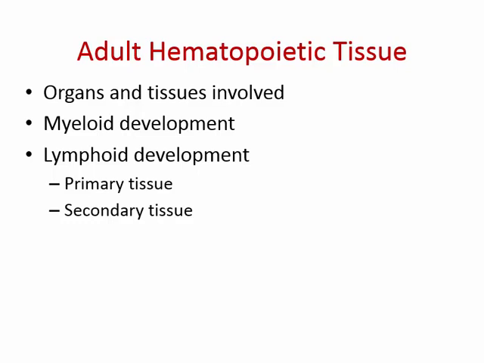What is going to be the secondary tissue? Well, your spleen, your lymph nodes, you have a lot of lymphatic tissue around your lungs. You have a lot of lymphatic tissue around your gastrointestinal tract. Those are all going to be secondary. Your tonsils are secondary tissue. Your appendix is going to be secondary tissue. You will have a lot of white blood cells in that area.